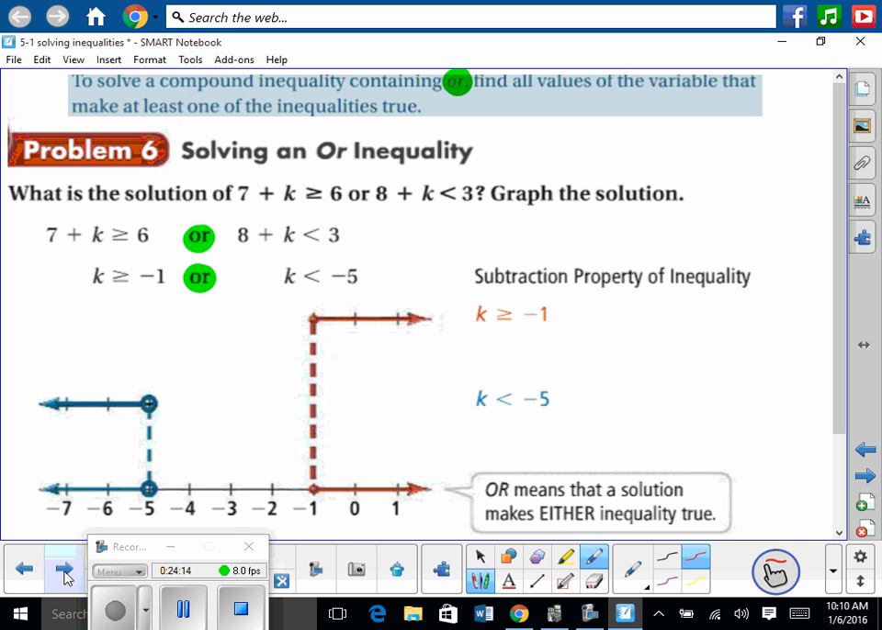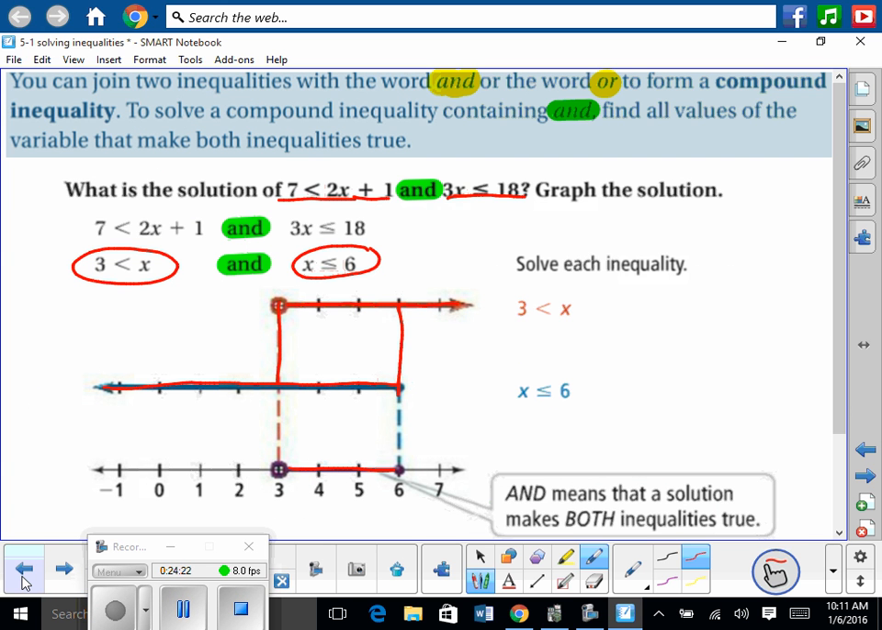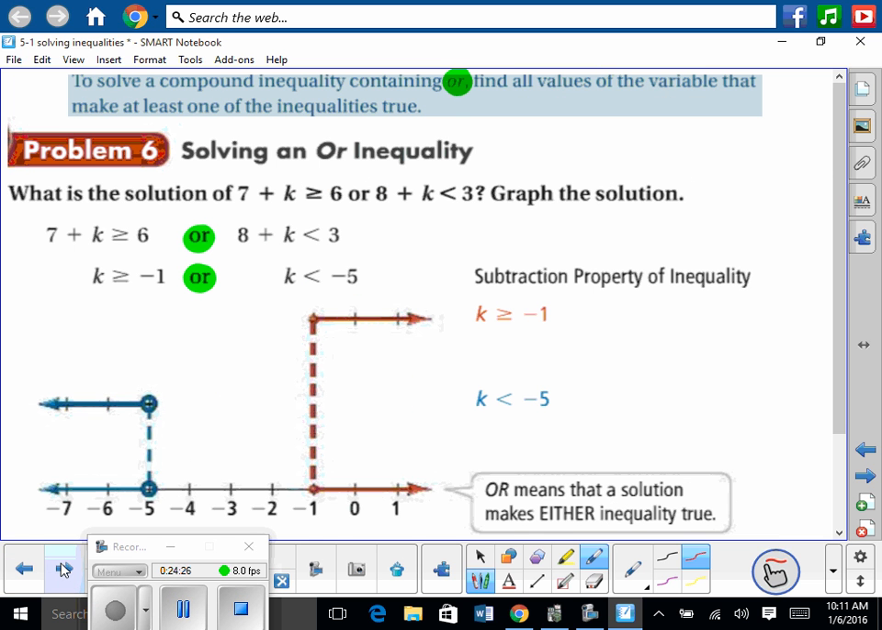So the difference between and and or: or is friendly. Either one gets to come into our answer. The and is the intersection of them both. That's the only part of the answer that gets to come. It's picky. Or is either or. So I solve each of them, graph it, and either one gets to be in our solution. So this would be on our number line, and this would be on our number line. Is everybody okay with that? And versus or.